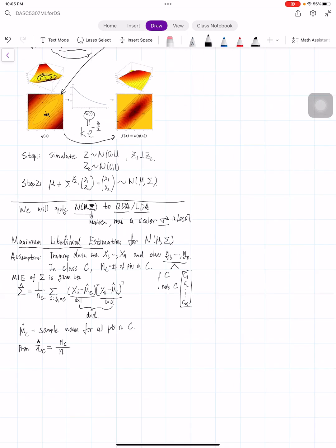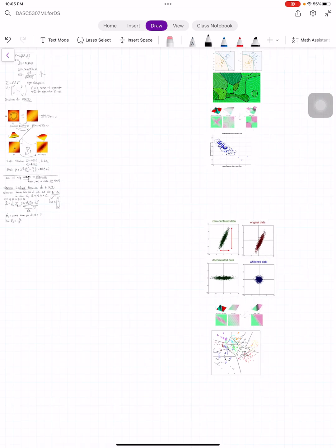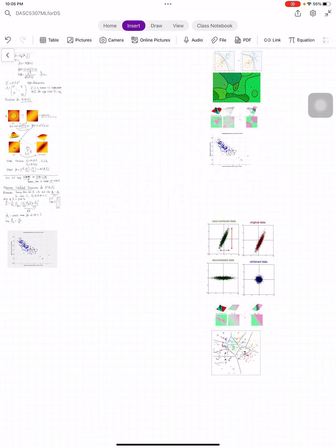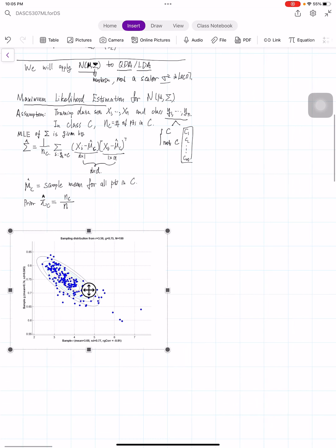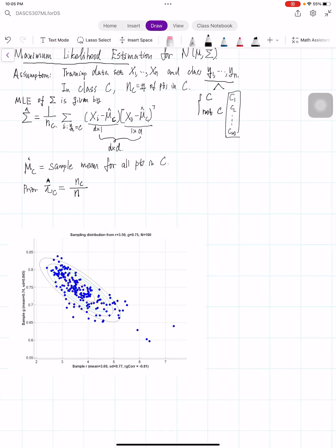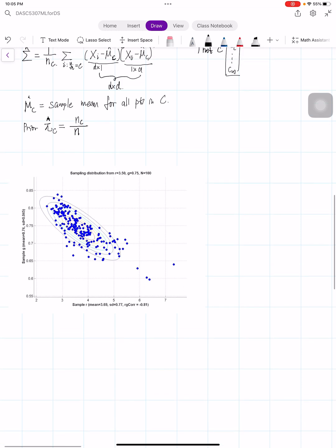Here is one example of the MLE of the Gaussian distribution. Here we have two features, x1 and x2. We have two-dimensional data and a scatter plot. Each data point represents an observation with an x1 value and an x2 value. And this contour plot represents a fitted bivariate normal distribution.